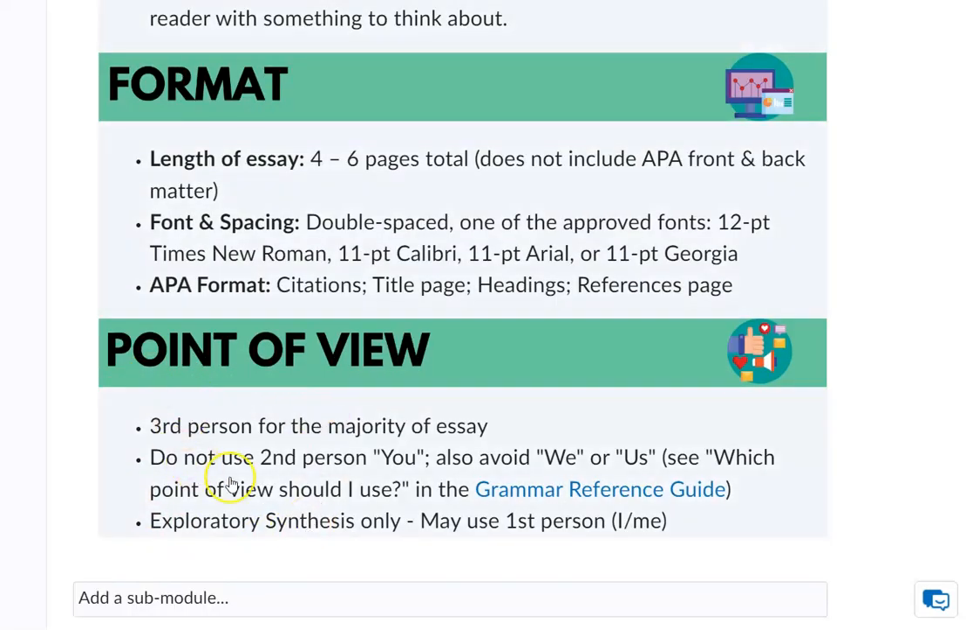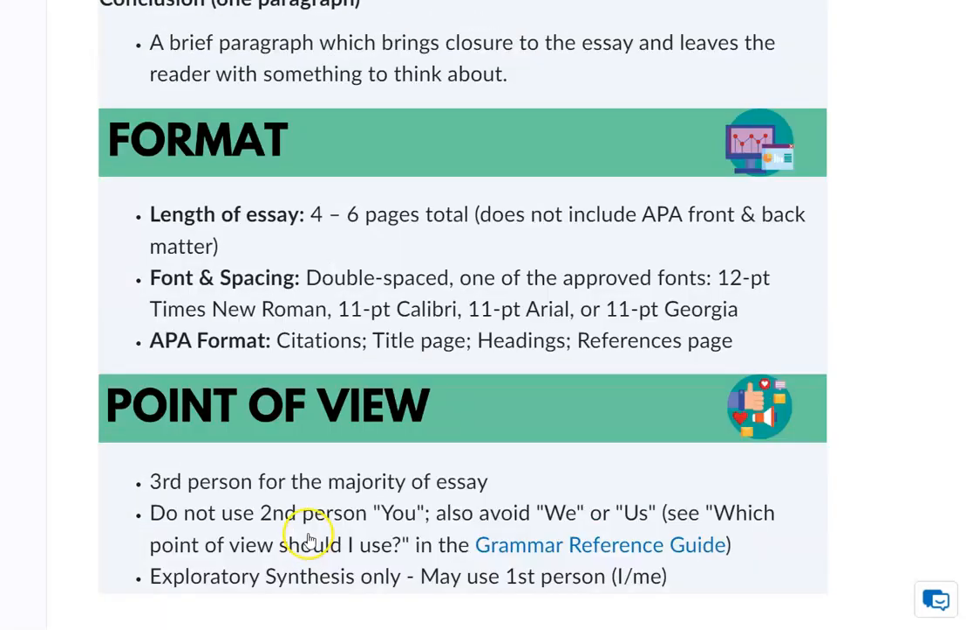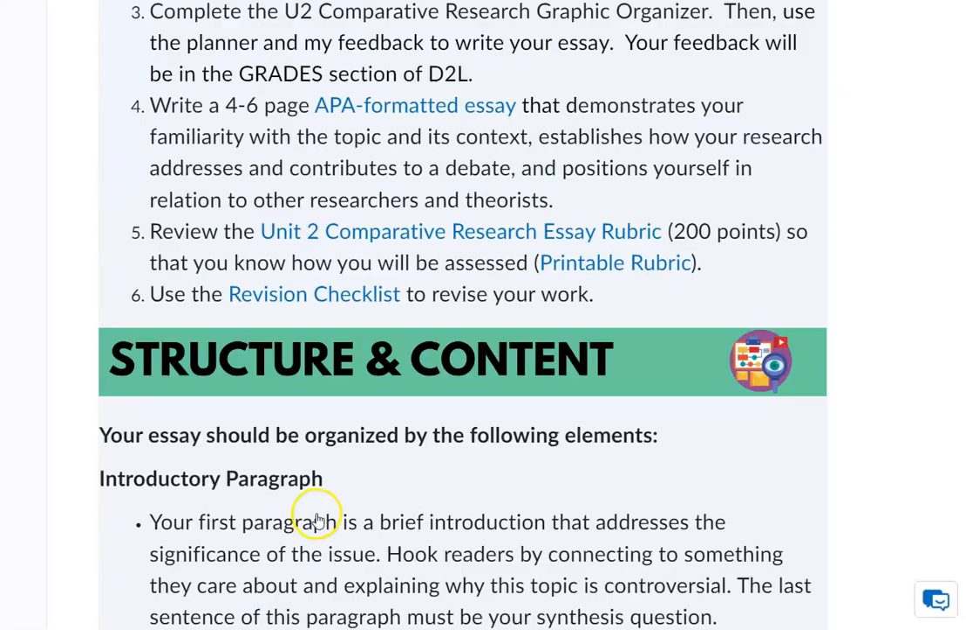So keep in mind, third person for every section except for the exploratory synthesis paragraph. That is going to be in the first person point of view, and you always want to avoid the second person you, we, or us. Even though we or us is technically first person, we don't want to use the first person plural in this essay. When you're explaining your point of view, this is always going to just be first person singular. So that's an overview of the essay itself.